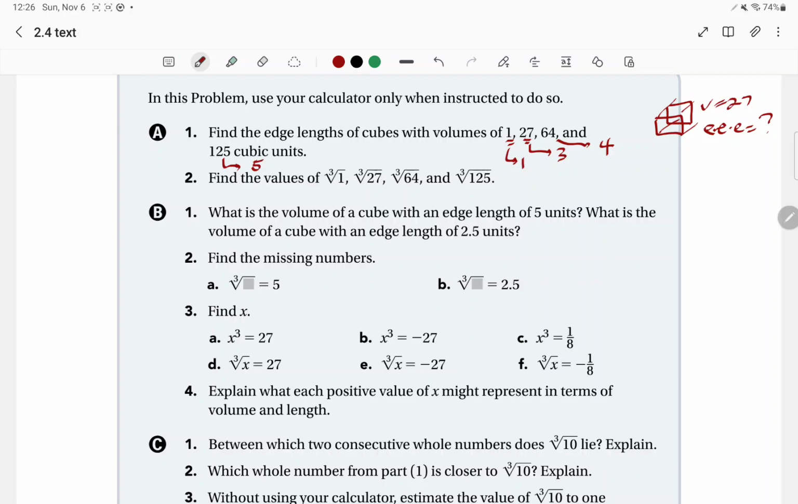Number 2, you see you get the same answers, and I purposely did this because in order to find the edge lengths, you're just taking the cube root of each one of those. So you get 1, 3, 4, and 5 for this one as well.